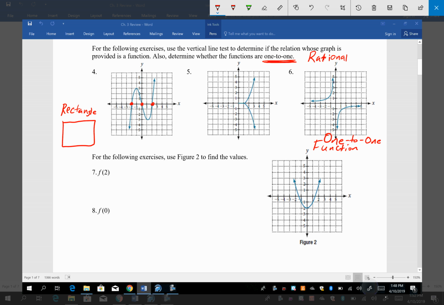For the one-to-one, we're saying, is it a special function? This function, the rational function, is a special function. It's a one-to-one function. Not every function is one-to-one.